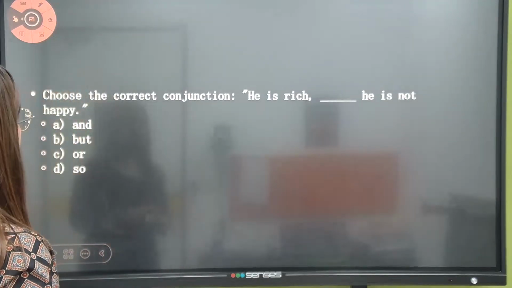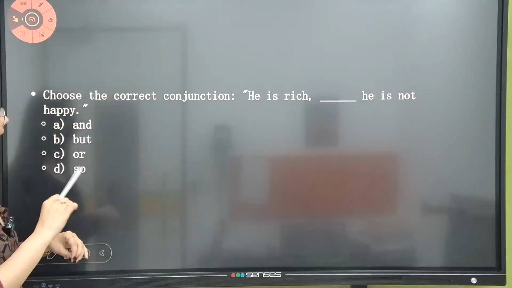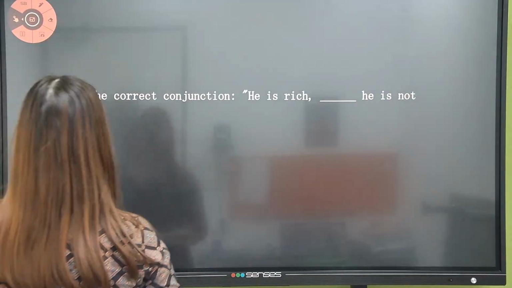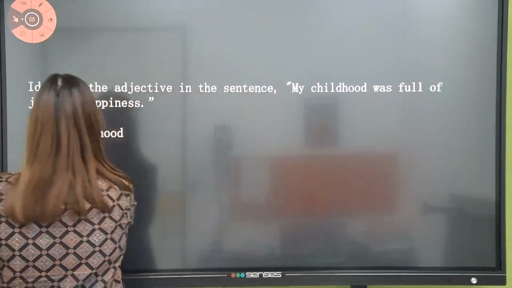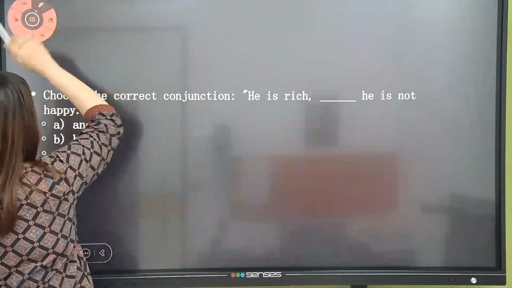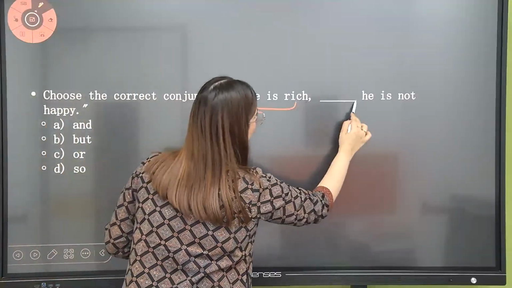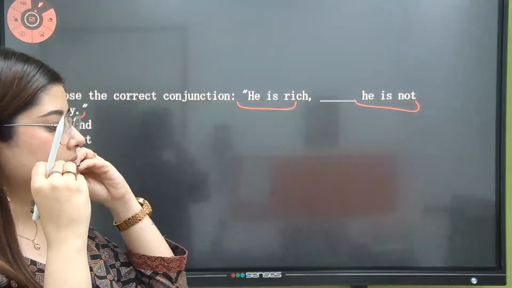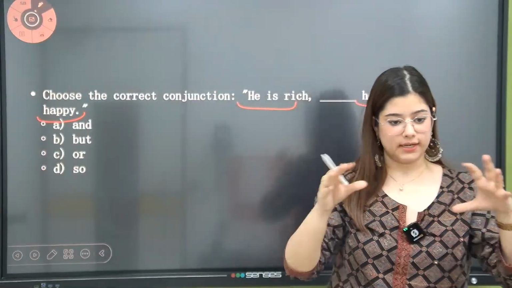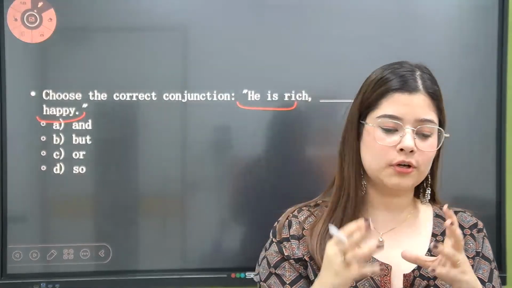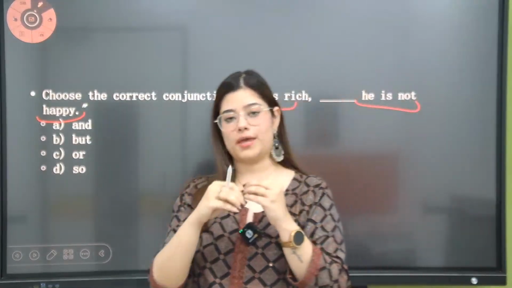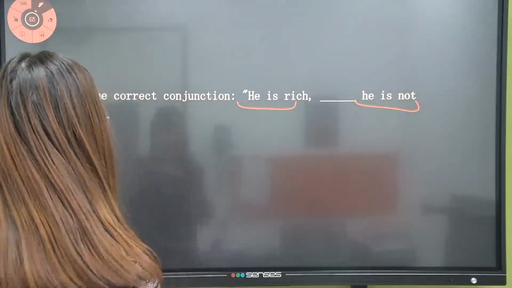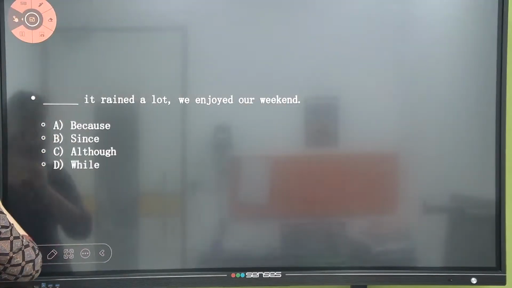Next, choose the correct conjunction. He is rich, dash, he is not happy. One part of the statement is positive, and right after that, we talk about something negative. Whenever we are talking about something positive and negative in the same sentence, and you have to highlight and stress upon that contradiction, we tend to use but. Okay, he is rich, but he is not happy.